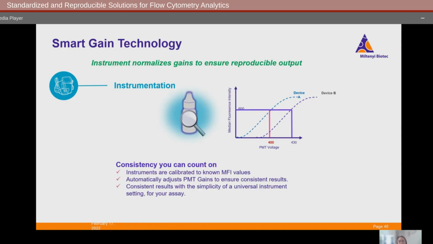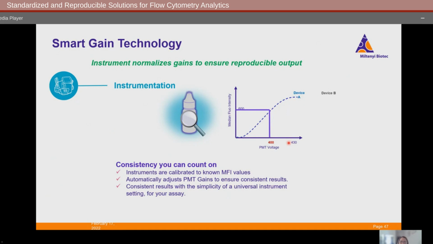The overlay really shows the ability for us to get consistent data and for instruments to perform similarly. You can think of Smart Gains kind of like a lighthouse, and the beads act like that lighthouse, that stable reference point that can be calibrated against. In calibration beads, we have known fluorescent values that should reach a specific median intensity. So device A here needs a PMT voltage of 400 to reach an MFI of 600. After daily calibration, the software and the instrument gains are automatically adjusted. This is possible because the instruments are calibrated to known and established MFI values. Device B may need a PMT voltage of 430 in order to reach the same MFI value of 600.